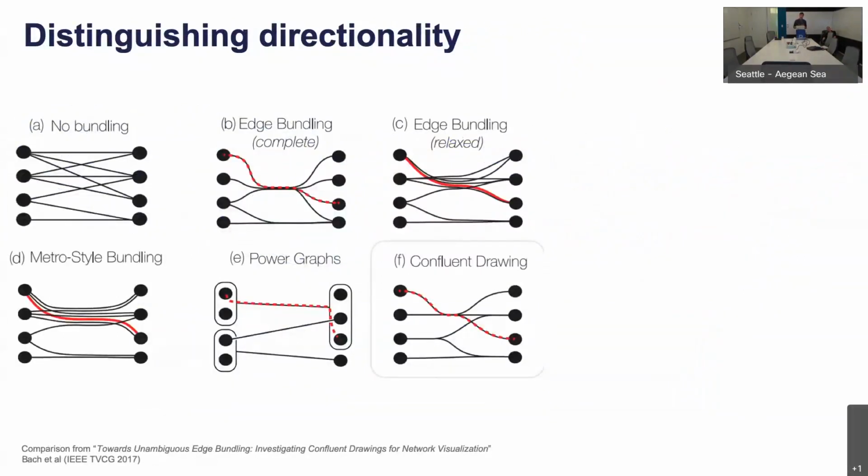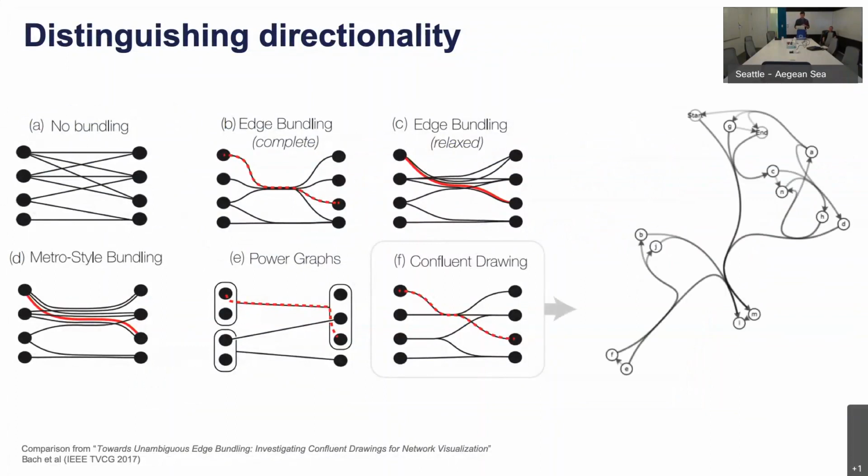You can take this link bundling further by emphasizing the directionality of connections between nodes. What you see here is a sampling of different techniques that researchers have come up with over the years for bundling links together to clean up a network diagram. The approach that I want to highlight here is a relatively recent one called Confluent drawing, the last one in the bottom right.